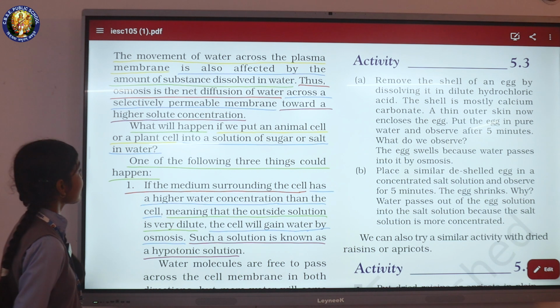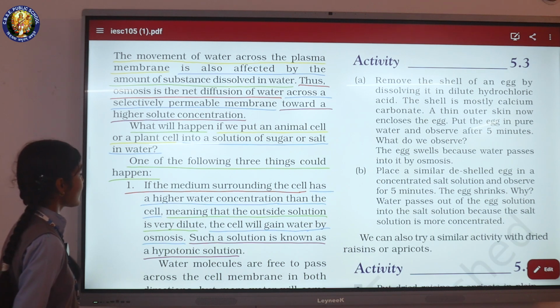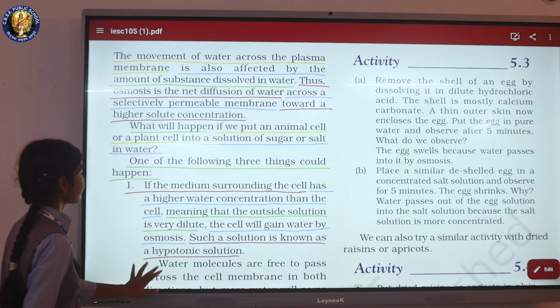One of the following three things could happen. First, if the medium surrounding the cell has a higher water concentration than the cell, meaning that the outside solution is very dilute, the cell will gain water by osmosis. Such a solution is known as hypotonic solution.